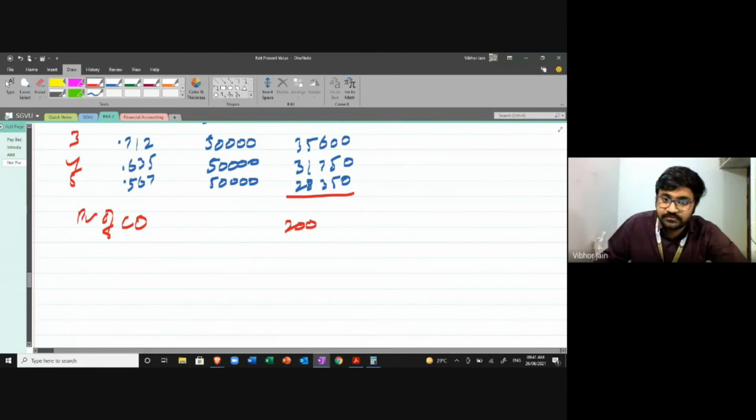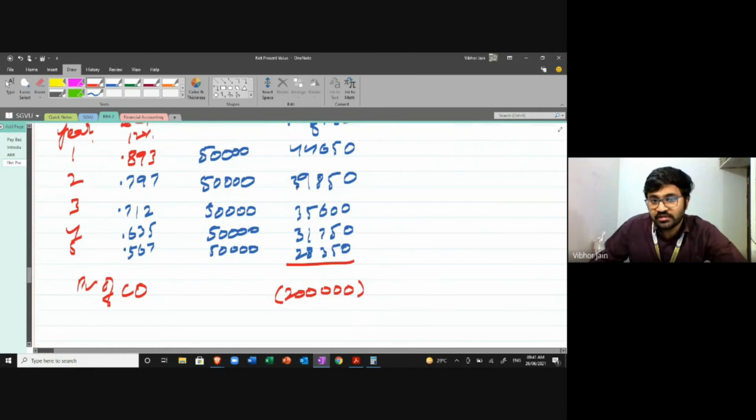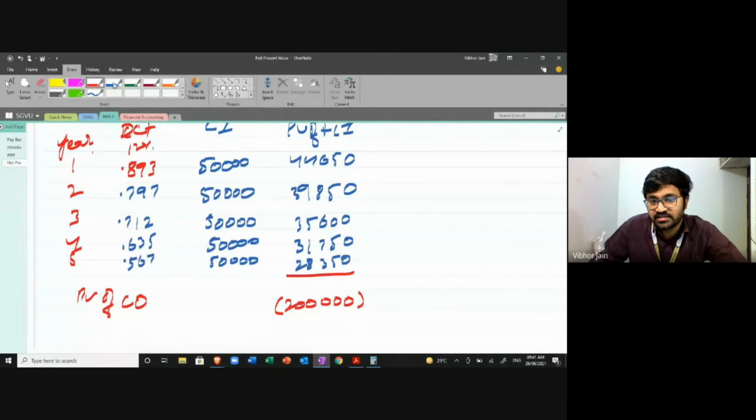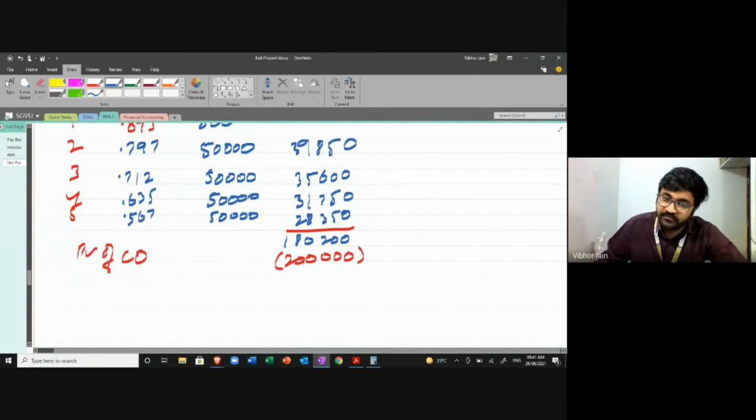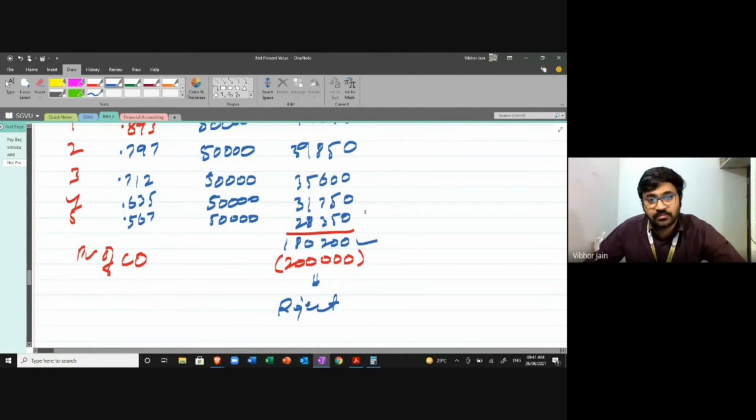It's 2 lakh. And the PV of total cash inflow, if I add all this, the amount that I'm getting is 180,200. So the inflow is 180,200 and outflow is 2 lakh. Should we accept the proposal? No. We will reject this proposal.